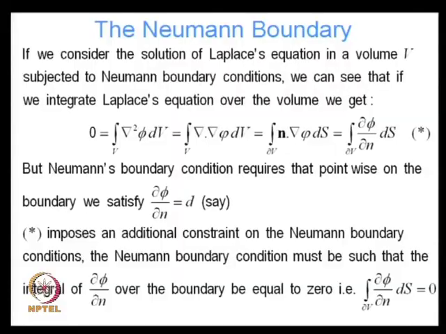Laplace's equation itself imposes this additional constraint on the Neumann boundary condition. The Neumann boundary condition must be such that the integral of del phi del n over the boundary must be equal to 0, or the integral of del phi del n dS is equal to 0.